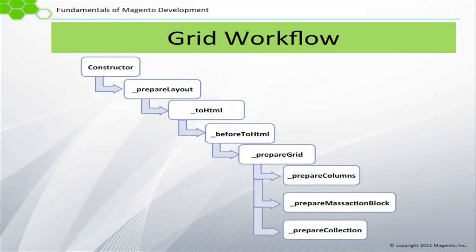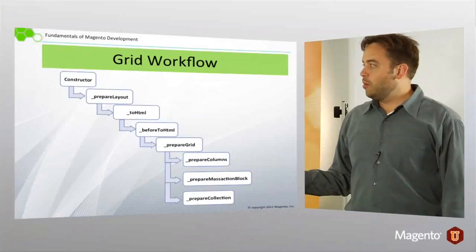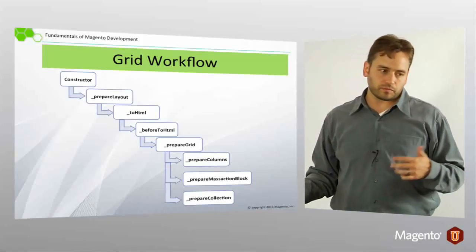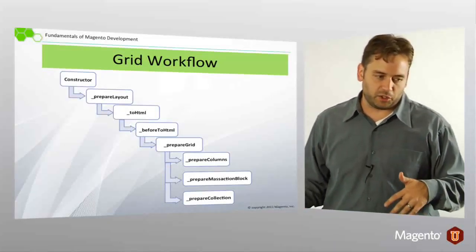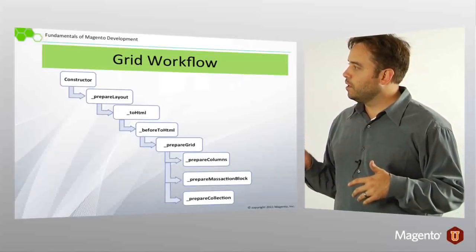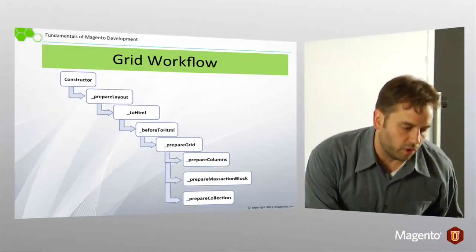So with a grid workflow, in your constructor, prepare layout is called, then before toHtml is called. All of this is happening automatically. What happens with grids, though, is that we get this method, prepare grid. In prepare grid we have a few things going on: prepare columns, prepare mass action block, and prepare collection. So let's look at these a little bit more in depth. All right, so a prepare columns call.